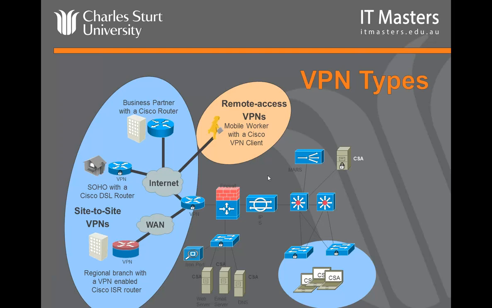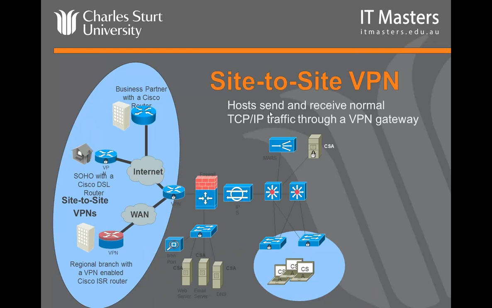So there's a number of different devices that you can use to terminate or initiate your VPNs. So with a site-to-site VPN, hosts on these networks just send and receive normally, sending through their local gateway. It is then encrypted across the public infrastructure to the other end, decrypted, and then sent either through the firewall or into your network to route as per normal, depending on where your termination point is. So a properly configured VPN should actually be totally transparent to the end user. They shouldn't even need to worry about it.